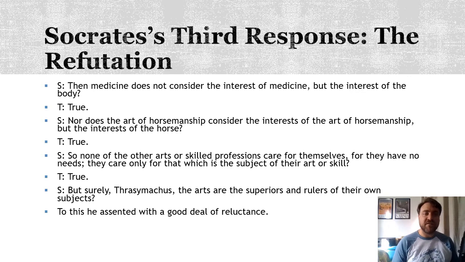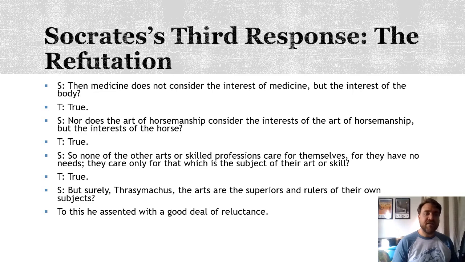So then medicine does not consider the interest of medicine, but the interest of the body. Thrasymachus agrees. So nor does the art of horsemanship consider the interest of the art of horsemanship, but rather the interest of the horse. So none of the other skilled arts or professions care for themselves, for they have no needs, for they only care for that which is the subject of their art or skill. And again, Thrasymachus agrees. And he says, but then surely, Thrasymachus, the arts are the superiors and rulers of their own subjects? And to this he assented with a good deal of reluctance. I think he sees where the argument is going.